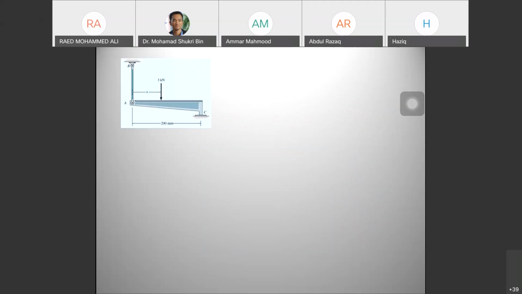So if I draw the FBD, okay, we have force AB this way. Only one force. Okay, and force B is force C. Alright, and here. Why don't you draw like this?